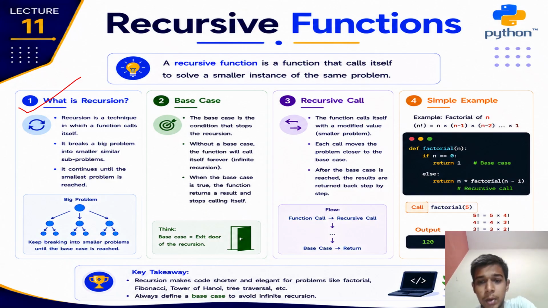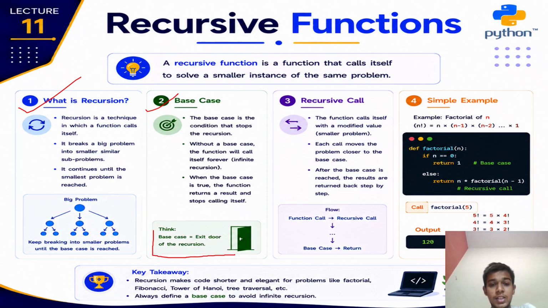Now let's learn about the base case. The base case is the most important part of recursion. It tells the function when to stop calling itself. Otherwise, the function keeps calling itself forever. This is called infinite recursion, and eventually the program will crash with an error. Once the function reaches the base case, recursion stops and the answers start returning back. So always remember, every recursive function must have a base case. Without it, recursion never ends. You can think of the base case as the exit door of recursion.